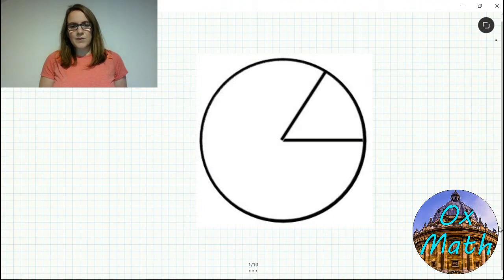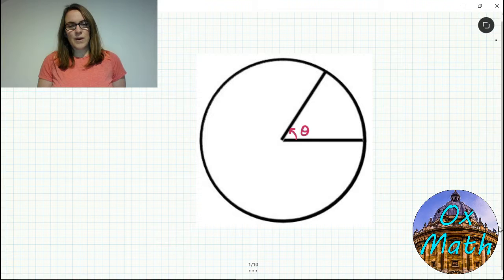So if we have two lines drawn from the centre of a circle, we know that we could measure the angle between them. If we call this angle theta, the Greek letter theta is often used to represent an angle, we know that we could measure that using a protractor and using degrees.